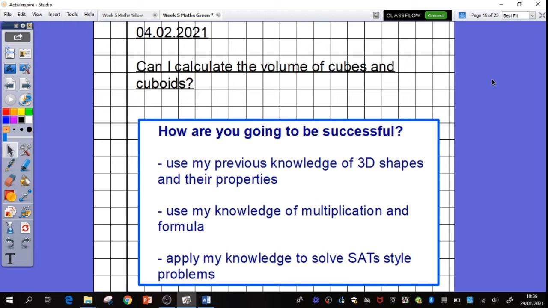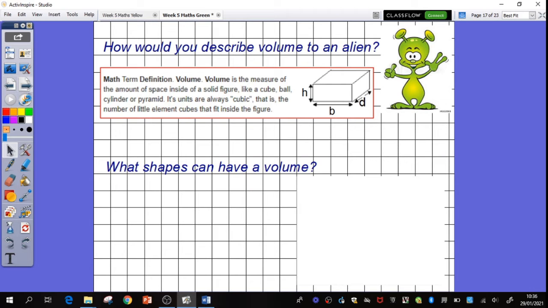So we're going to be calculating the volume of cubes and cuboids today. To be successful, you're going to use your previous knowledge of 3D shapes and their properties. You're going to use your knowledge of multiplication and working with a formula again, and you're going to apply all that knowledge to solve problems.